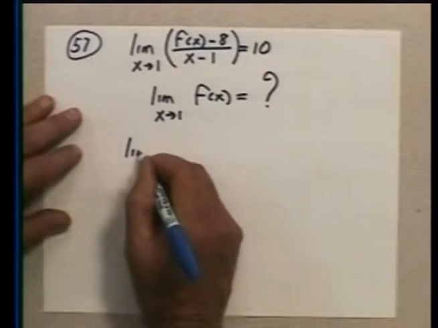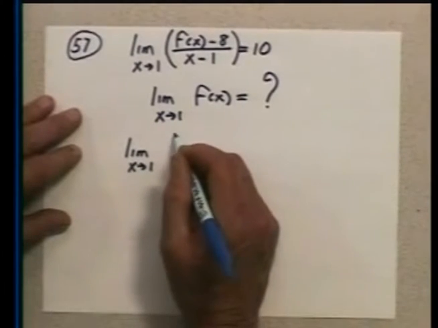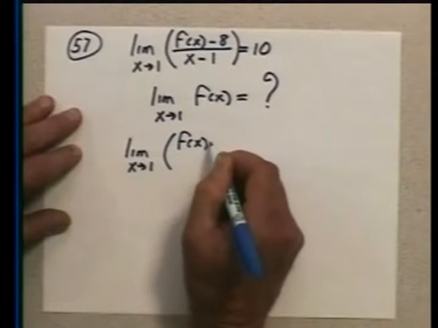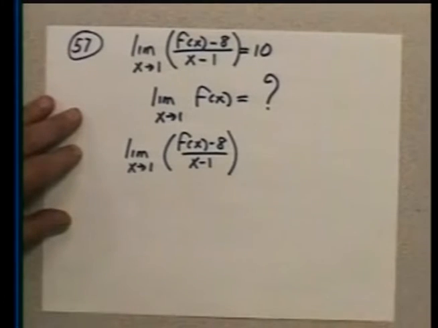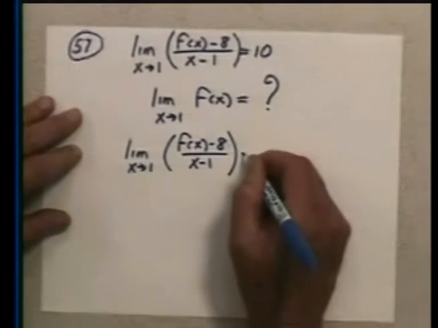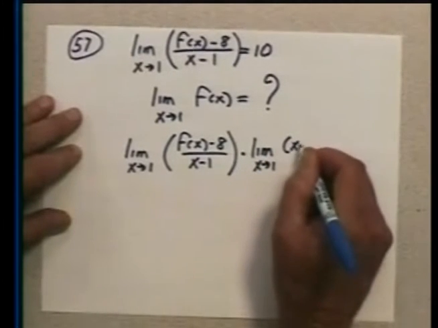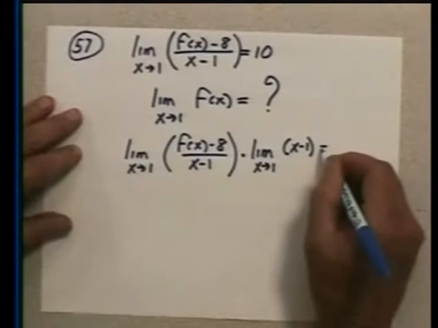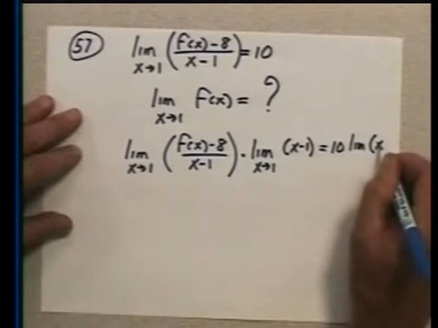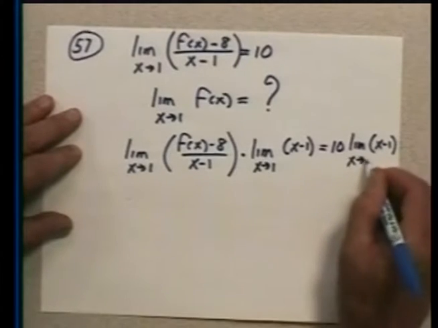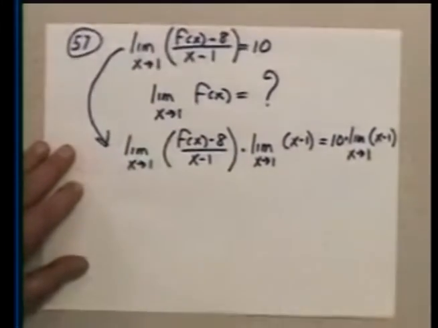So how about this? The limit as x approaches 1 of (f(x) minus 8) over (x minus 1). I think he's stalling. He just keeps copying the problem over. Times the limit as x approaches 1 of (x minus 1) should equal 10 times the limit of (x minus 1) as x approaches 1. What do you do to go from the first one to that one?